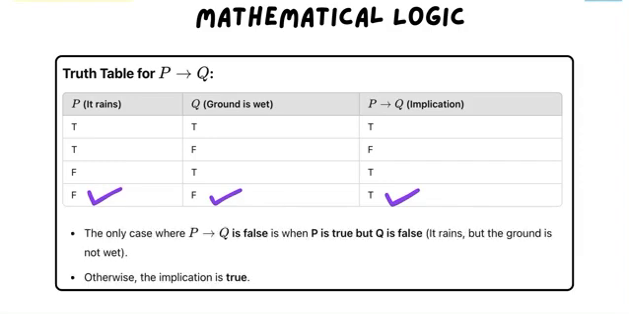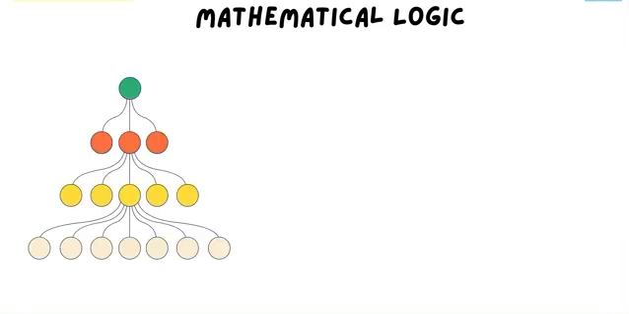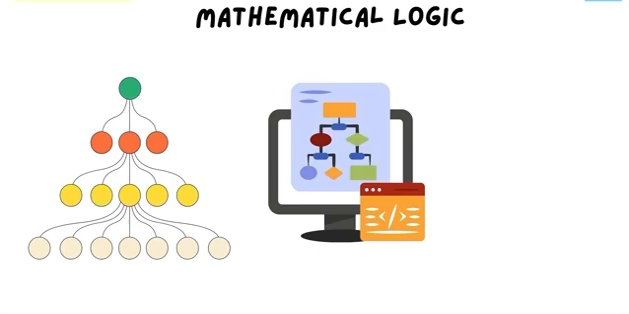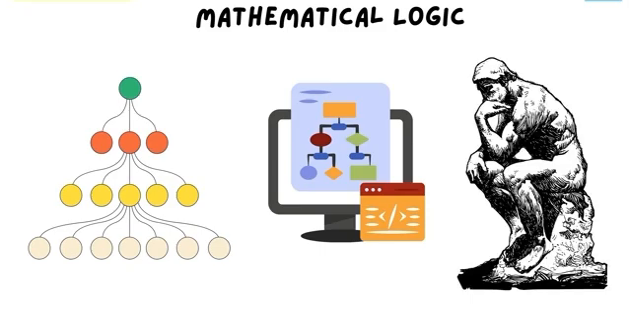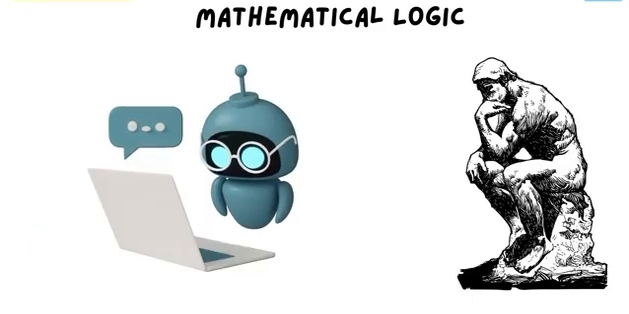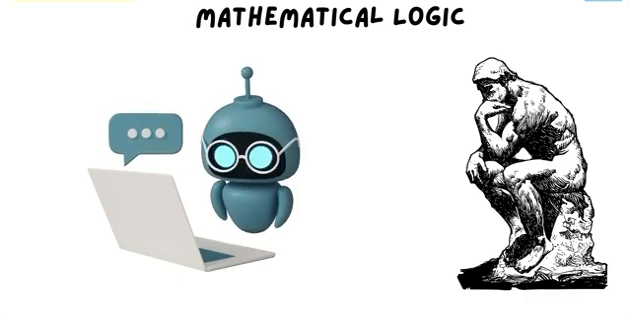This follows the standard rule of implication in mathematical logic, where the only false case is when P is true and Q is false. Mathematical logic shows up in algorithms, programming languages, debates about knowledge and existence, and also in the reasoning of AI, like ChatGPT.